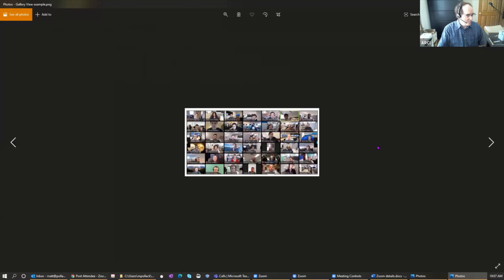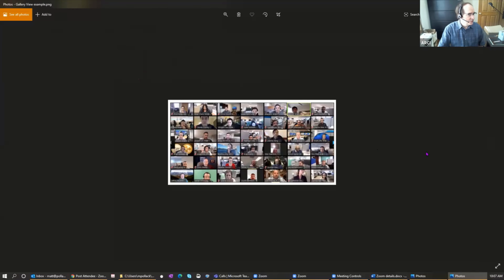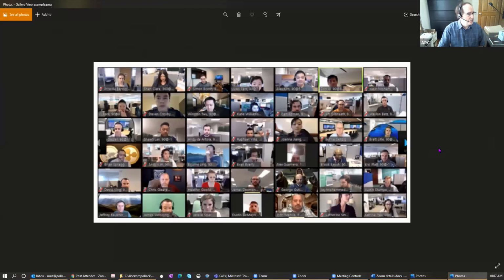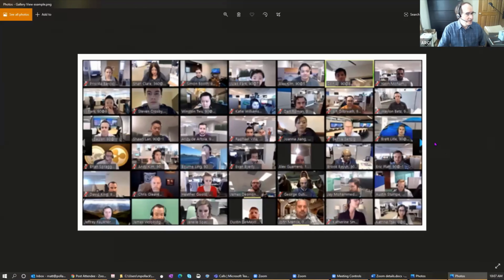This is an example of gallery view in Zoom. And in the upper right-hand corner, you have a switch between gallery view and toggle view. Gallery view will show up to 49 pictures if your computer can handle communicating to all these people.